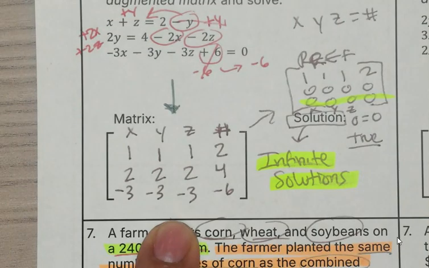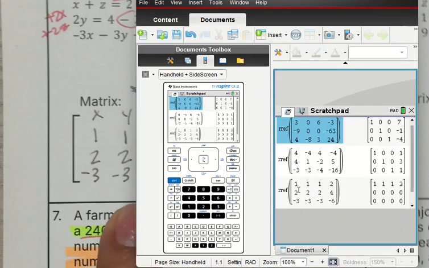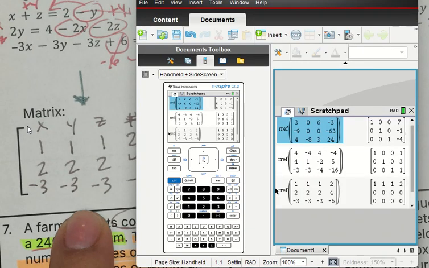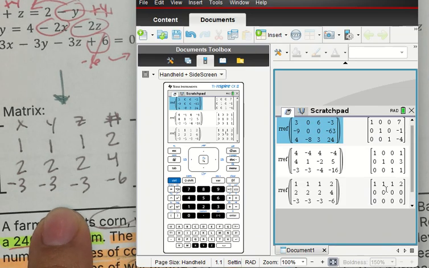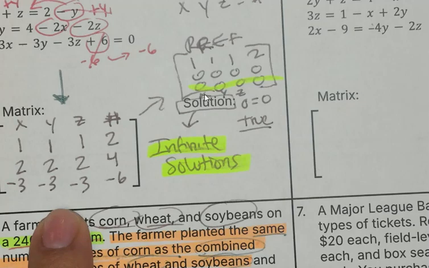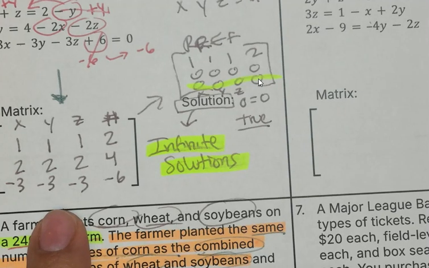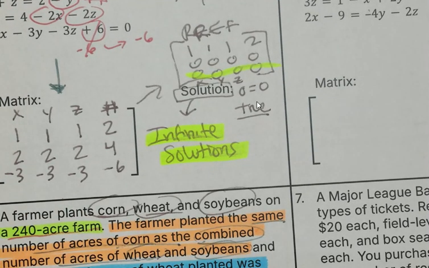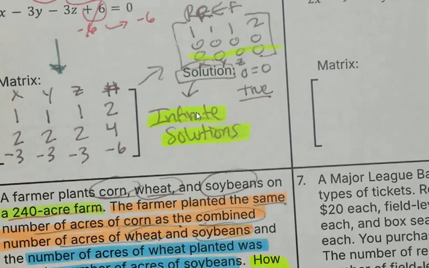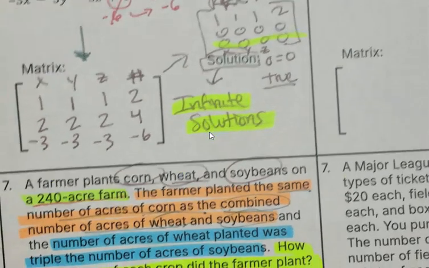So after making those changes, this is the matrix we got. And we use the calculator, this one on the bottom, and typed all those values in, and then that's the solution we got. So notice how this one does not have the ones all the way across. It is a special case. It has zeros all the way across. And when it's zeros all the way across, we have a true statement of 0 equals 0, which means it's infinite solutions.